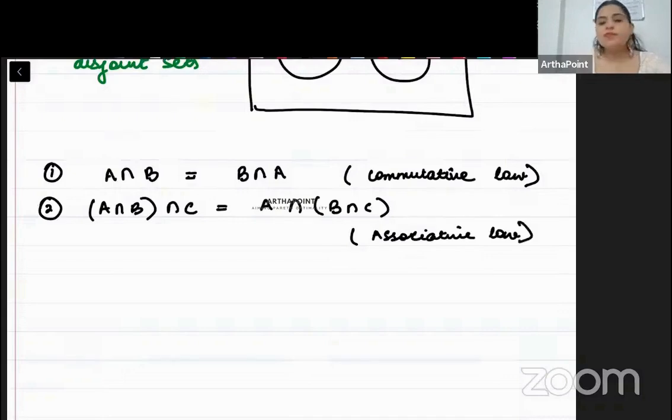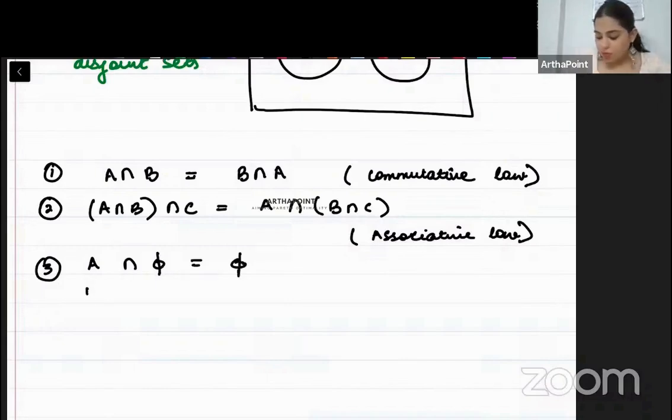Associative law. Next property. Beta, third. If you find common between A and null, तो एक में तो कुछ भी नहीं है, उसका कॉमन A के साथ क्या होगा? कुछ भी नहीं, because null is null. So that will give you phi.